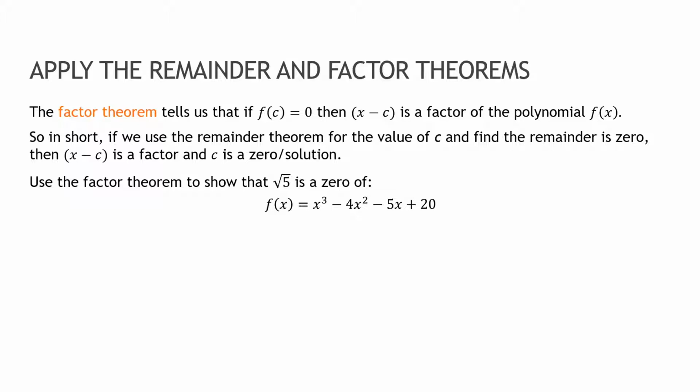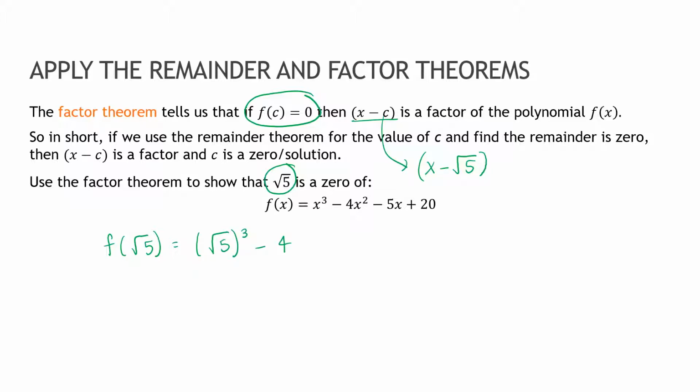The factor theorem tells us, again, that if f of c is 0, which means if the remainder is 0, then x minus c is a factor. So let's take a look, and this one is going to suck a little bit because I gave you a hard one. I want to show that radical 5 is a factor of this polynomial, which means x minus radical 5 would be a factor of this polynomial. Now, how can I show that? Well, all I have to do is take f of radical 5. So, radical 5 to the 3rd minus 4 times radical 5 squared minus 5 times radical 5 plus 20.